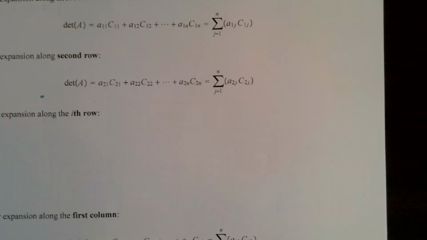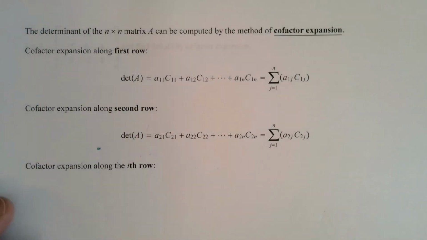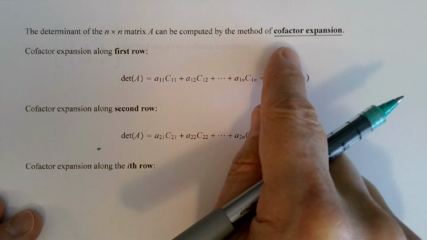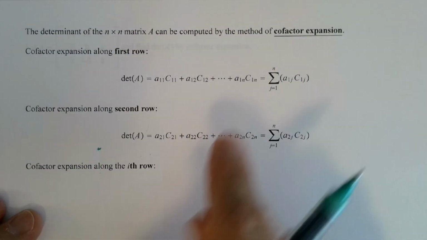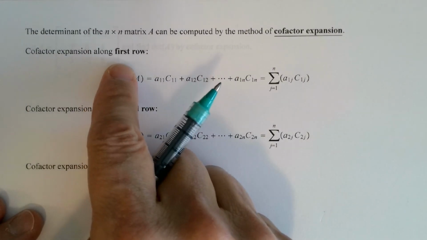All right, so with that, we're now ready to talk about cofactor expansion. The determinant of an n by n matrix can be computed by the method of cofactor expansion. So what is this method of cofactor expansion? First of all, we can do it along the first row. That's one way of doing it.